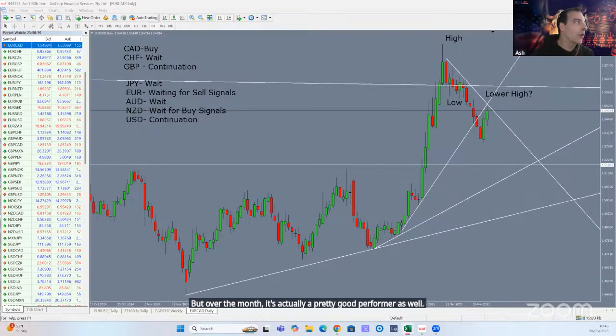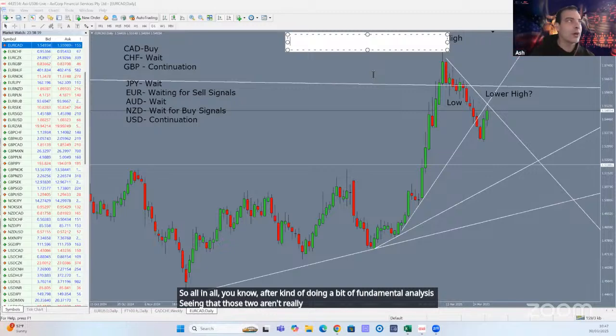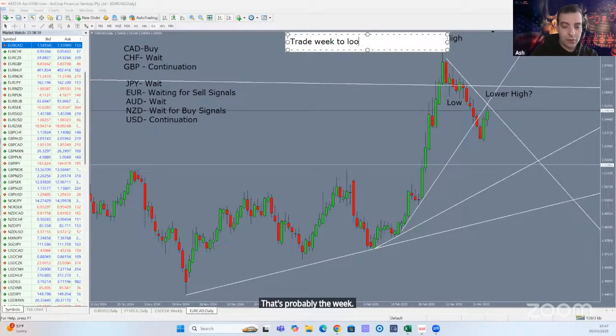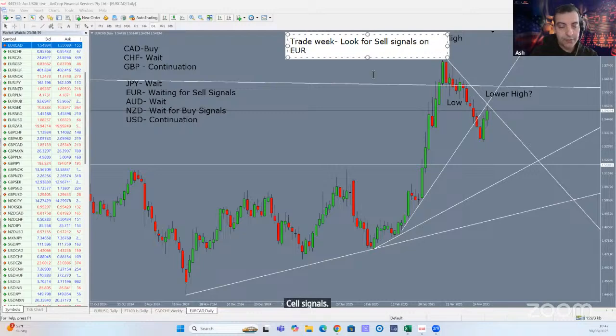So all in all, after doing a bit of fundamental analysis, seeing that those two aren't really affected, we see some CPI data from the Eurozone. After doing the COT analysis and seasonal analysis, I'd end up saying the trade of the week for me would be to look for sell signals on Euro CAD.